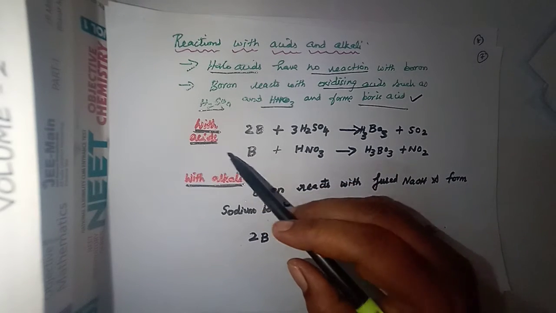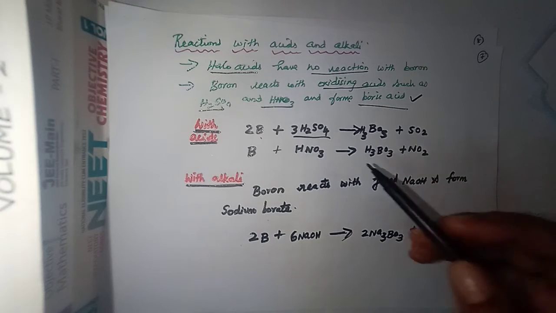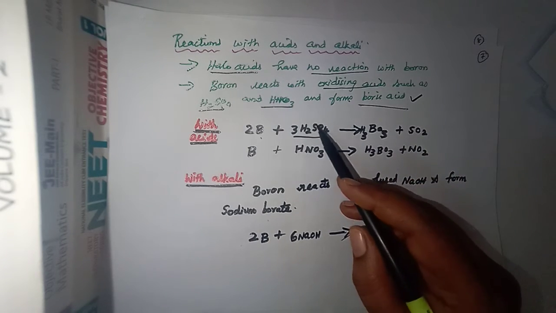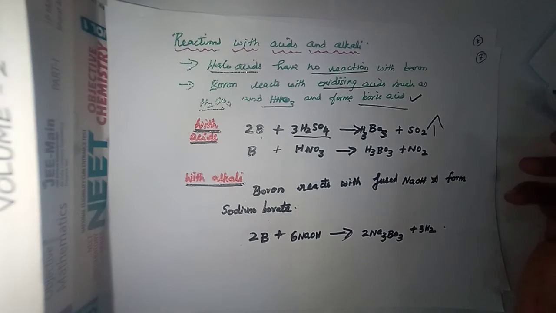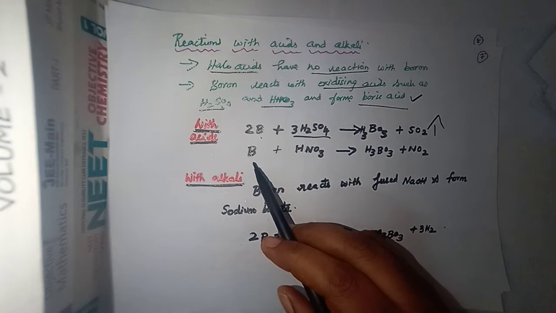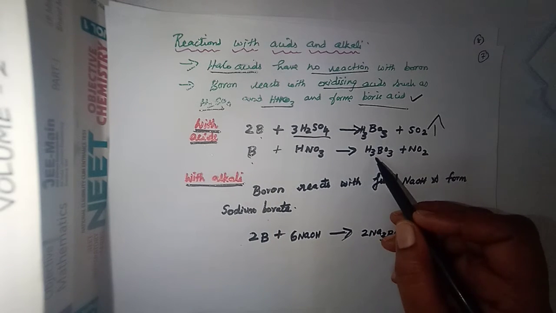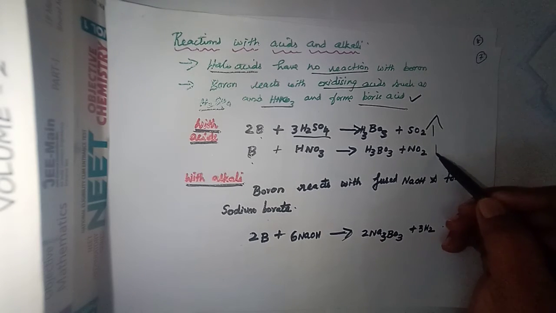Boron reacts with sulfuric acid. It forms boric acid, H3BO3. The remaining part is sulfate, which forms sulfur dioxide as a gas. Again, boron reacts with nitric acid. Here, nitric acid forms boric acid plus nitrogen dioxide gas.